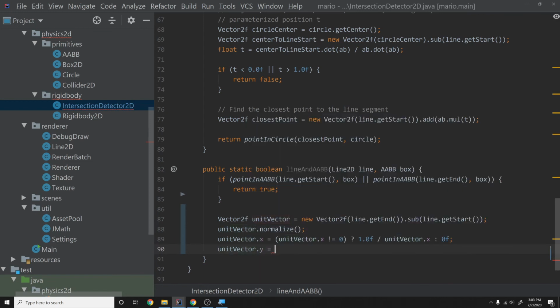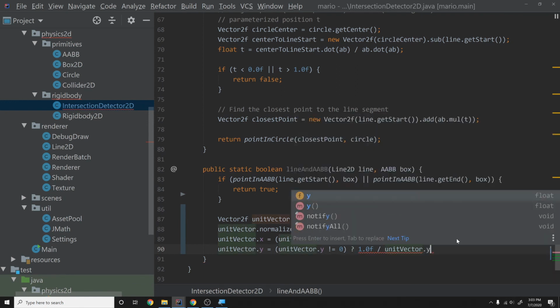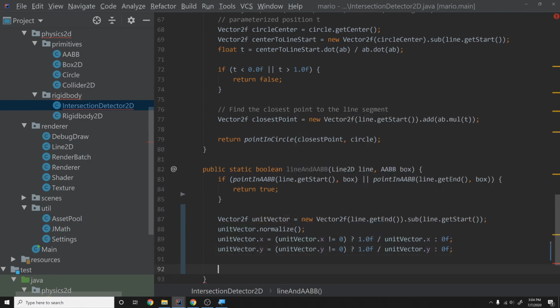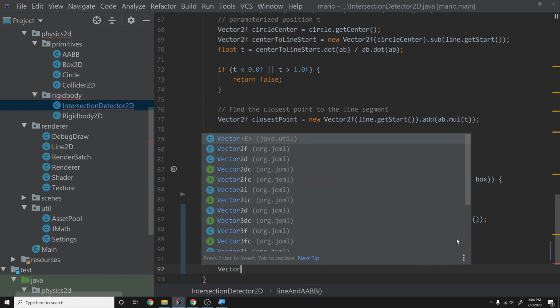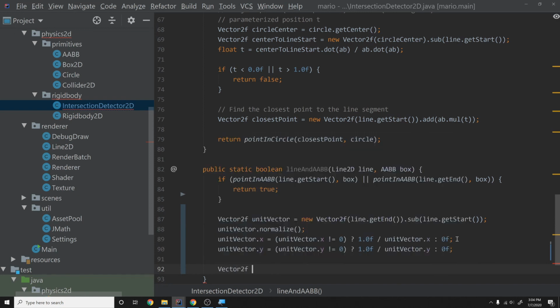And then we're going to do the same thing for the y. We'll just say unit vector dot y does not equal 0, 1.0f over unit vector dot y, and 0f otherwise. Okay, that part's done. Now let's get the minimum and the maximum of the box and create those vectors min and max, or B and C I think they were in our example.